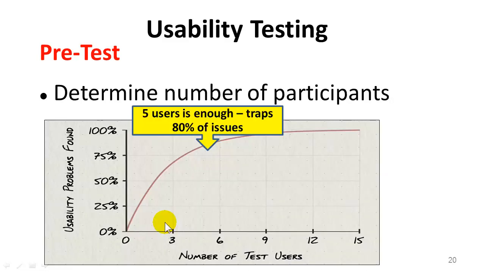Alright, now, do we need a lot of participants? No. The average rule of thumb is 5. 5 users generally trap about 80% of the issues. You don't get that much more benefit from more users. So save your time and save your money. 5 seems to be good.